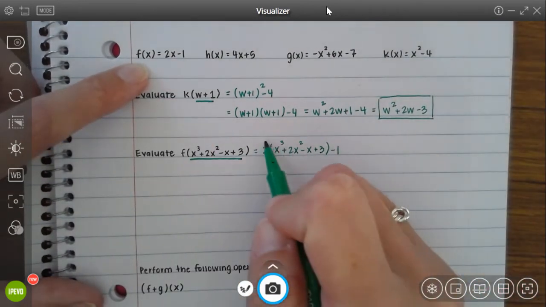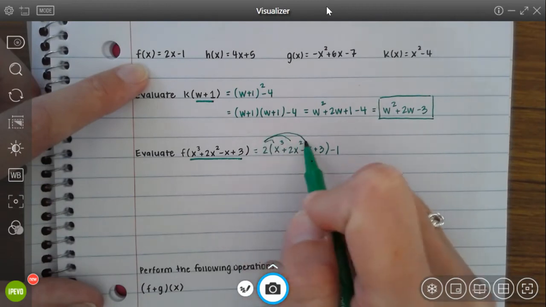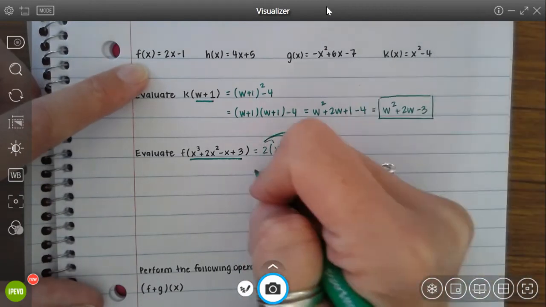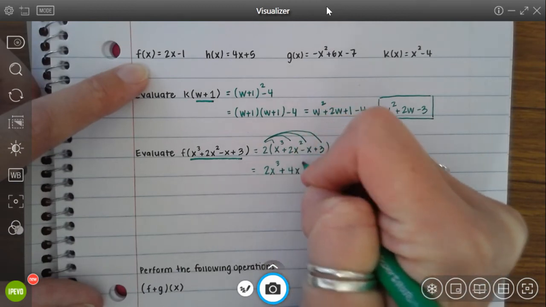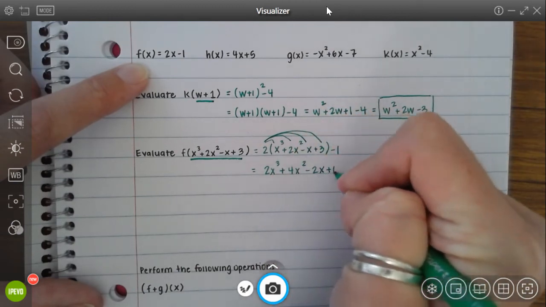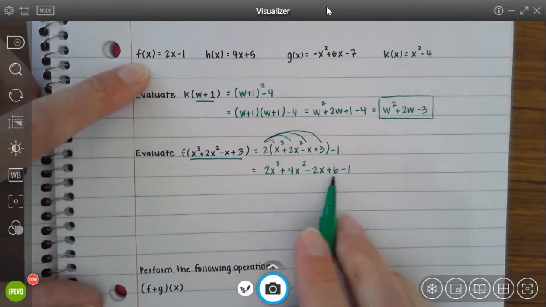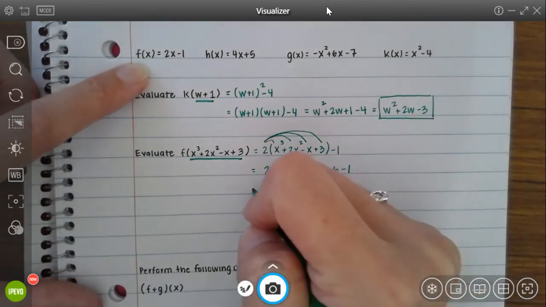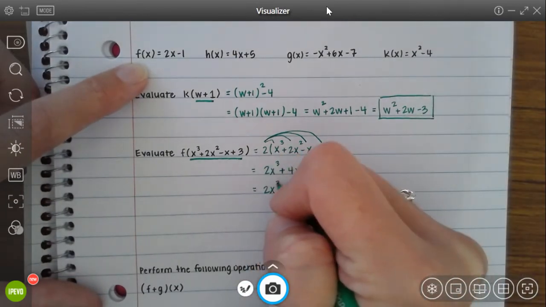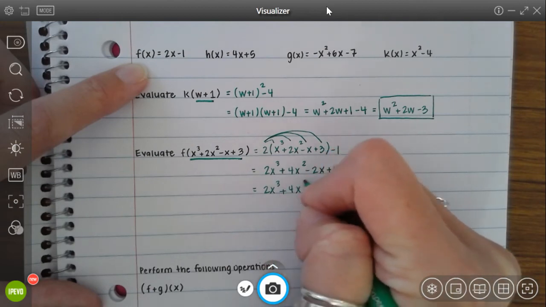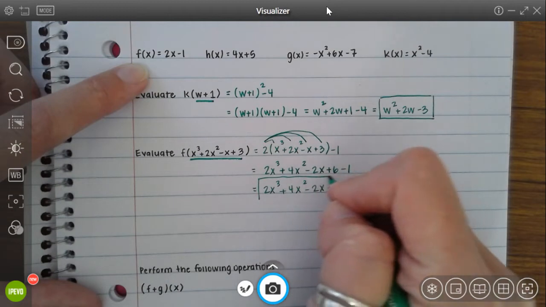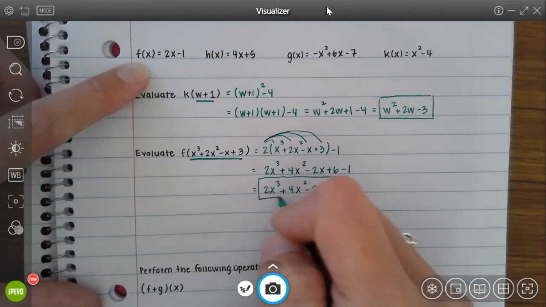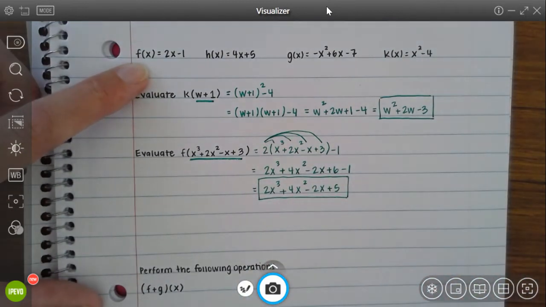Here, I'm going to have to distribute out the 2 to everything in the set of parentheses. So it will give me 2x cubed plus 4x squared minus 2x plus 6 minus 1. The only like terms I have to combine here are the 6 and the 1. So that'll be 2x cubed plus 4x squared minus 2x and then plus 5. And that is my function f evaluated at the quantity x cubed plus 2x squared minus x plus 3.